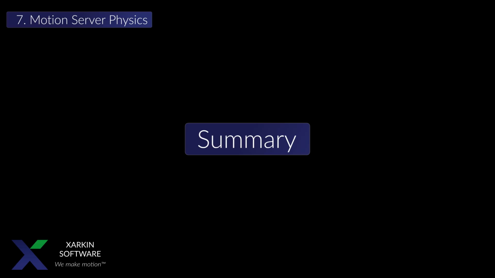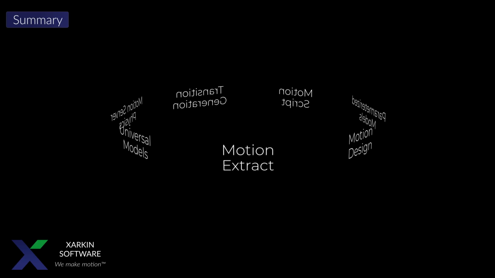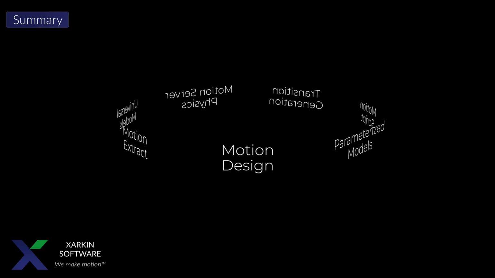Let's review the Xarkin Motion Platform. Universal motion models allow us to retarget and generate motion to a broad base of characters sharing the same topology. In addition to Xarkin's standard motion models, animators and programmers can use motion extract to convert existing motion assets into modeled assets that can be applied to other characters. The motion design editor can be used to alter motion models to create new motion possibilities. Models can be parameterized, greatly expanding the range of motion possibilities for a given model.